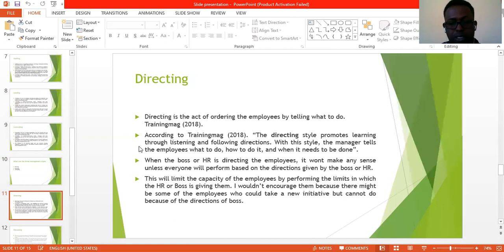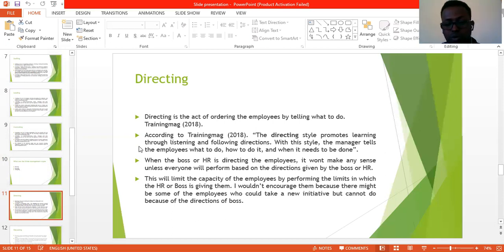According to the Training Mag 2018, the directing style promotes learning through listening and following directions. With this style, the manager tells the employees what to do, how to do it, and when it needs to be done. When the boss or human resource manager is directing the employees, it won't make any sense unless everyone performs based on the directions given. So this will limit the capacity of the employees to the limits the manager or boss is giving them.